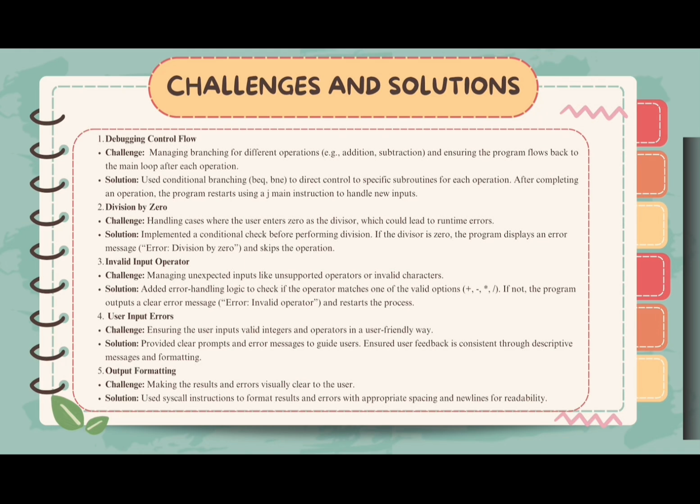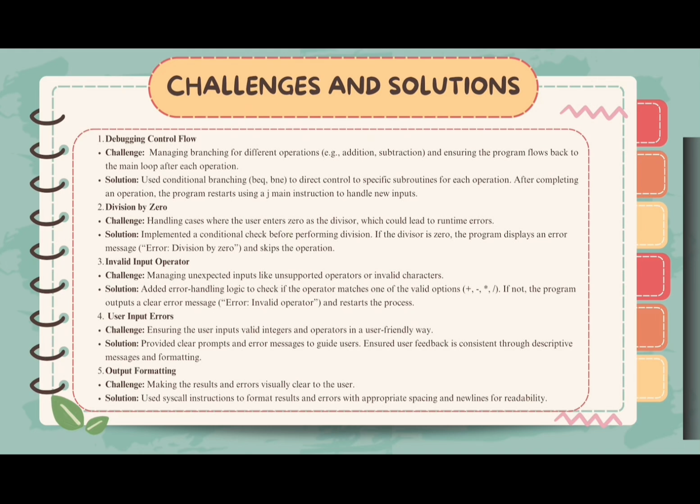One of the challenges we encountered is managing branching for different operations, such as addition and subtraction, and ensuring the program flows back to the main loop after each operation. The solution we used is conditional branching to direct control to specific subroutines for each operation. After completing an operation, the program restarts using a jump to main instruction to handle new inputs.